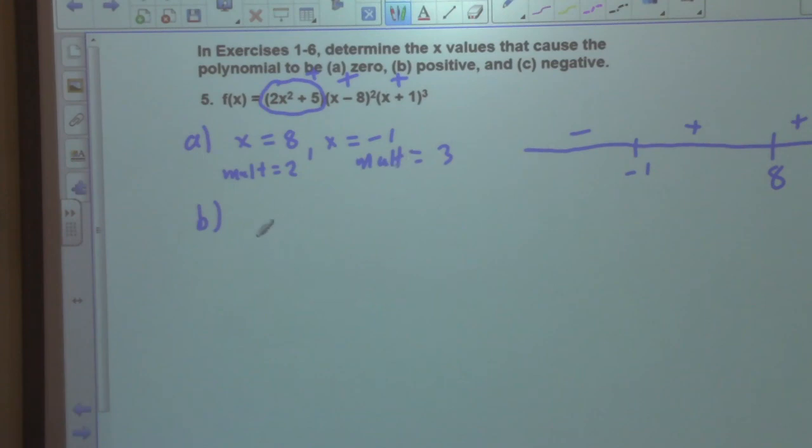All I did was, for B, negative infinity. Well, actually, it's not, because we have that 8. So we got to break it up here at 8, and then 8 to infinity. And then it's C, negative infinity to negative 1. Okay, so that's going to be that one.